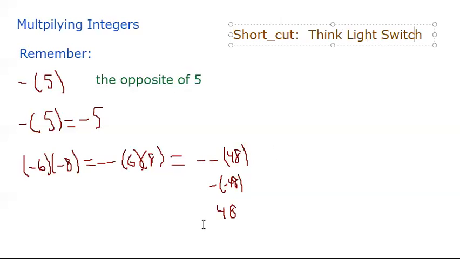So when I do the problem, all I have to do is focus on 6 times 8 is 48, and then we know that one negative will flip it to a negative. The second negative will flip it back to a positive. So it just kind of goes back and forth like a light switch. So one negative makes a negative, the second negative flips it back to a positive, and that's what we mean by a light switch.